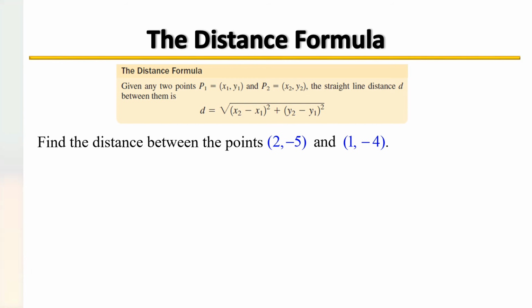Let's apply the distance formula without any graph or anything here. We want to find the distance between the 2 points given. We're given a point 2, -5, and another point of 1, -4. And these are the endpoints, and we want to find out how long this particular line is, or how many units in terms of its distance or length. So let's go ahead and plug it into the distance formula.